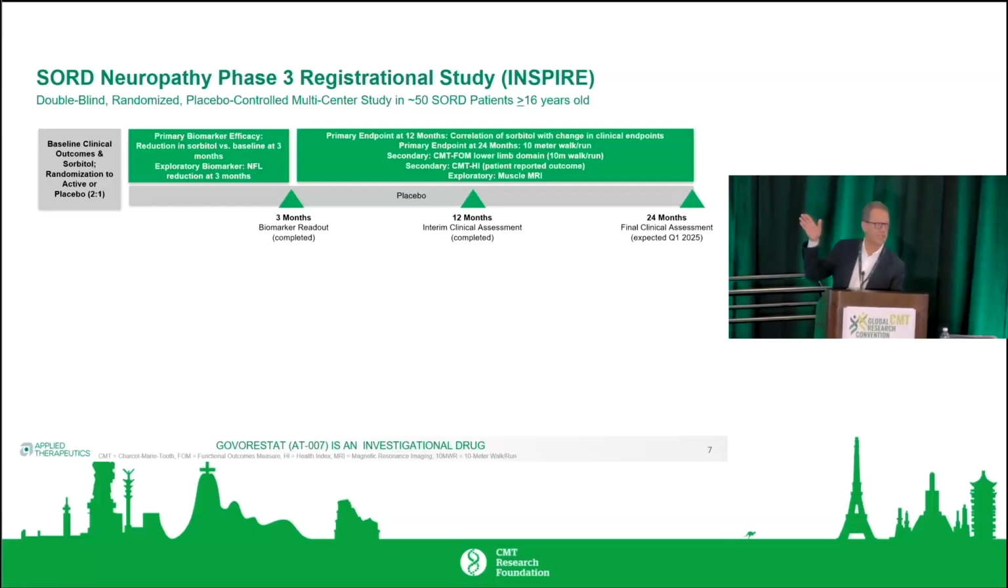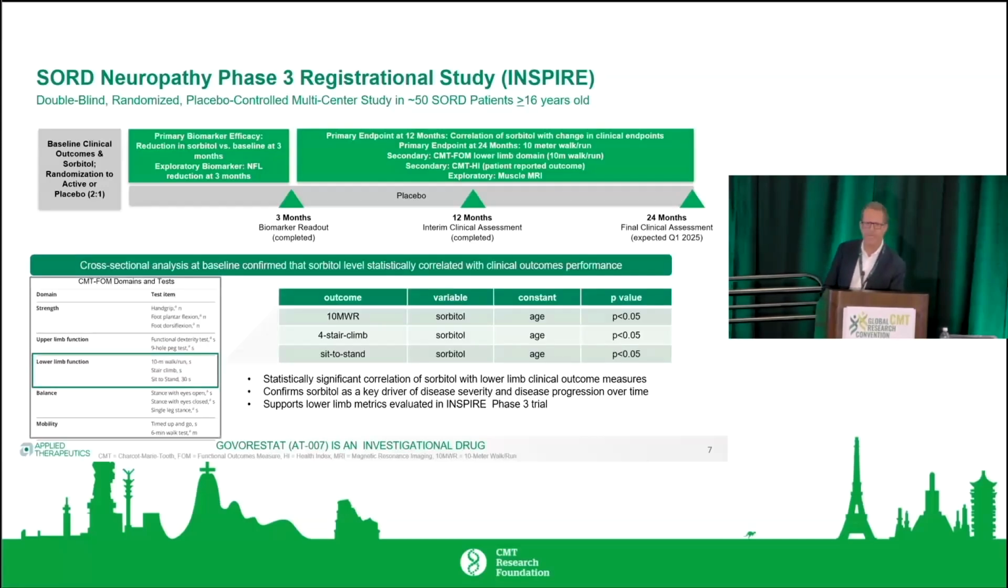So the study was evaluated at 3 months from a biochemical point of view, at 12 months to see whether there were directional changes of some of these clinical outcomes, and planned to be completed at month 24. The baseline is also very interesting. We conducted analysis of the baseline in light of trying to further validate the case for sorbitol.